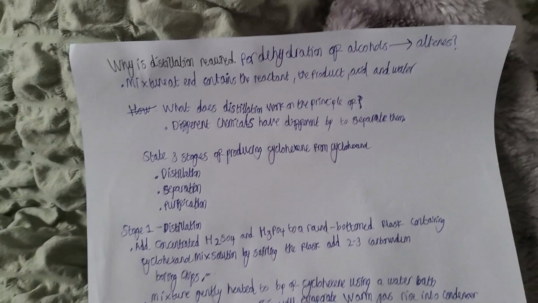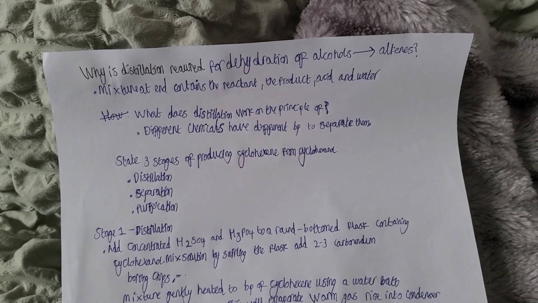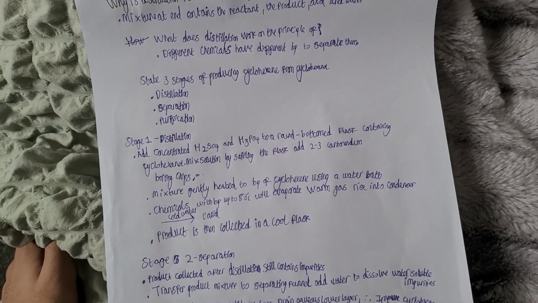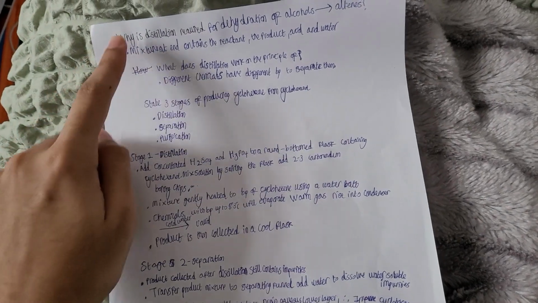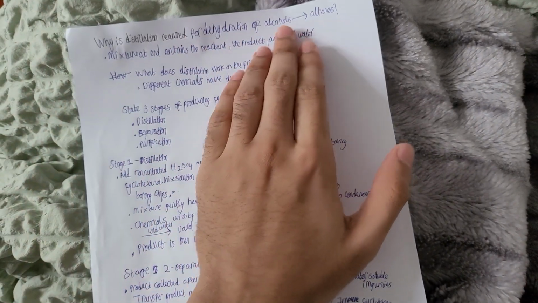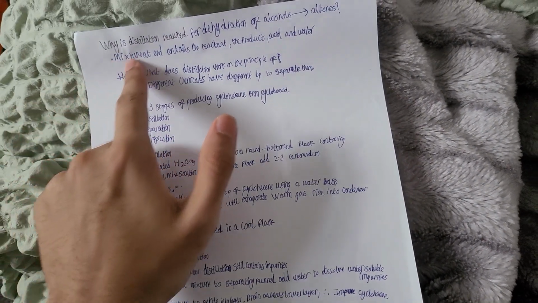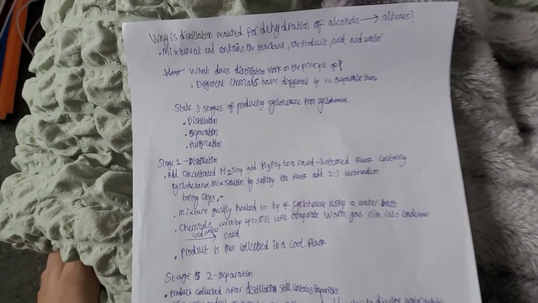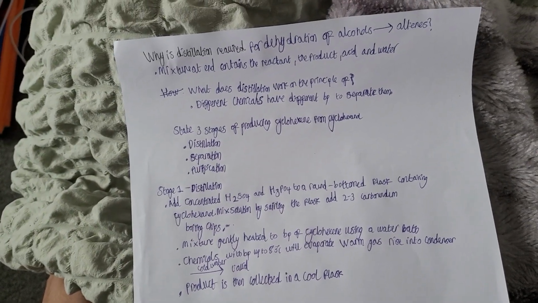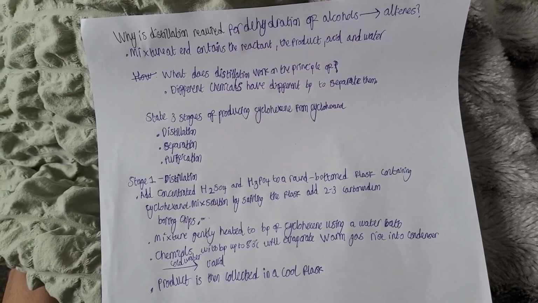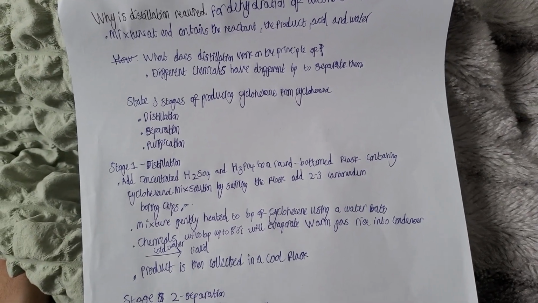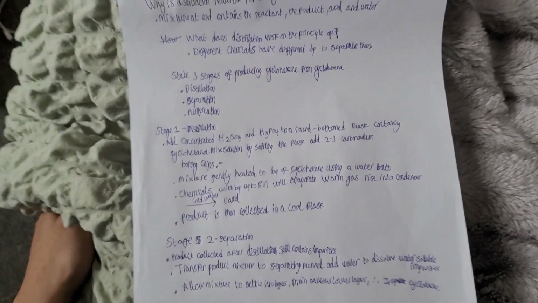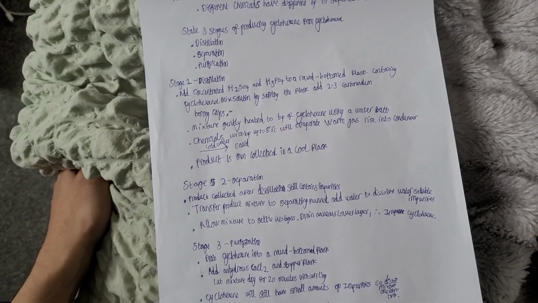So why is distillation required for dehydration of alcohols to alkenes? Well, the mixture at the end will contain the reactant, the product and the water, and I could see this quite easily being a 1 marker, or part of a 6 marker on the dehydration of alcohols to alkenes practical. It's just this 1 marker that students may find hard: the mixture at the end contains the reactant, the product and the water. What does distillation work on the principle of? Different chemicals have different boiling points to separate them. State the 3 stages of producing cyclohexene from cyclohexanol. Stage 1 distillation, stage 2 separation, stage 3 purification.